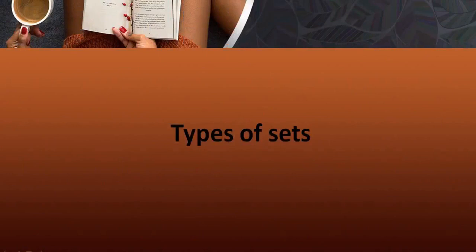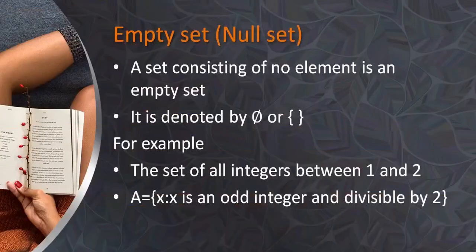In this video, I will explain about the types of sets. The first one is empty set. It is a set which has no element. It can be denoted by this or this. This set is also known as null set or void set.